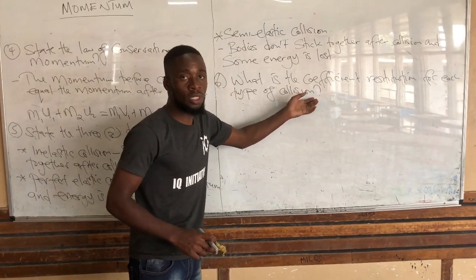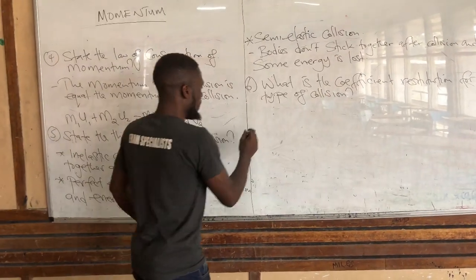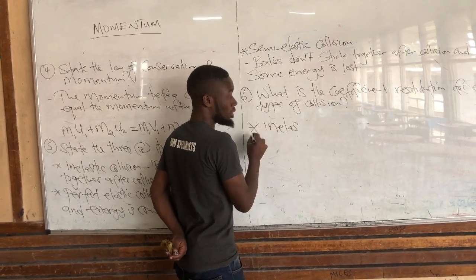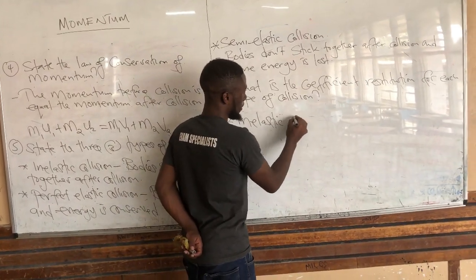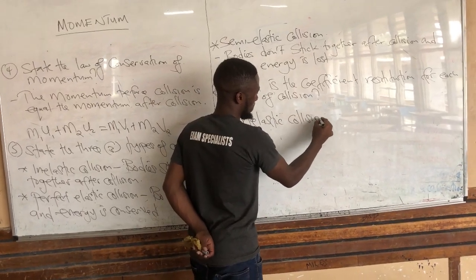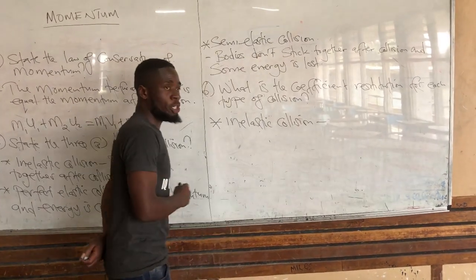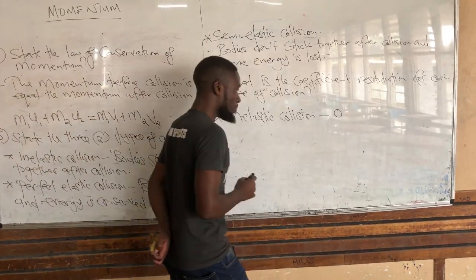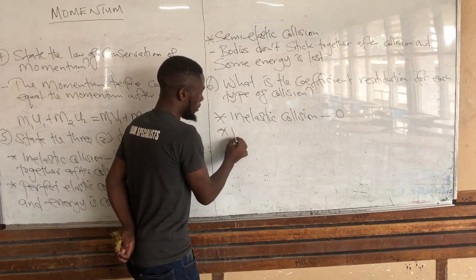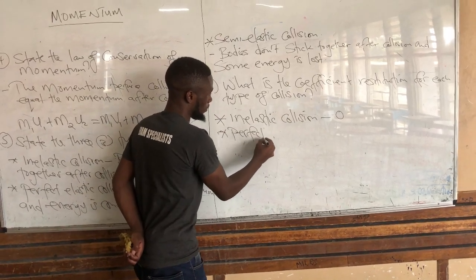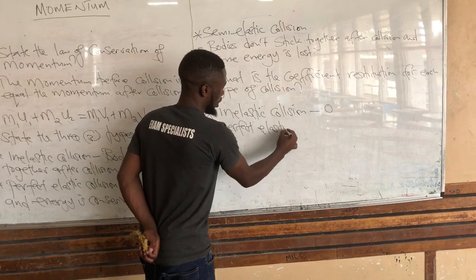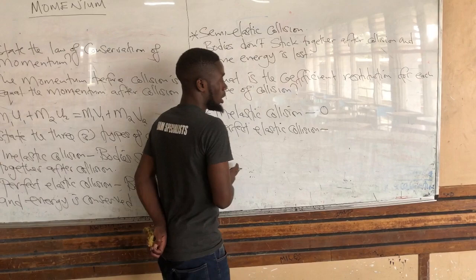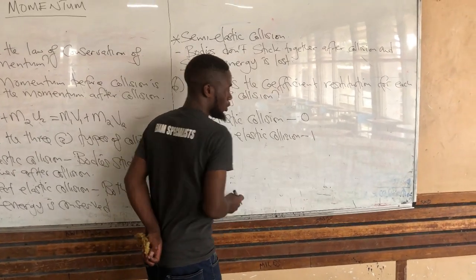You will see when you start answering big questions how we make the formula for the coefficient of restitution. Okay, so for inelastic collision, the coefficient of restitution is 0. For perfect elastic collision, the answer is 1.